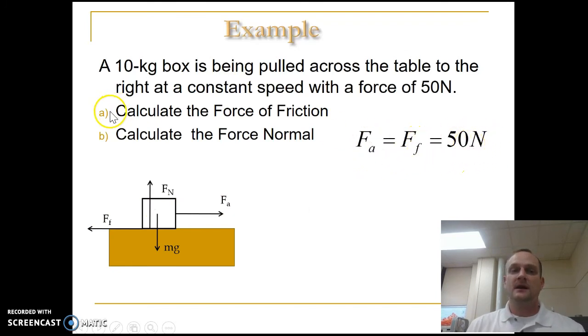So Fa, the applied force, equals the force of friction, and I was told the applied force was 50 newtons. So that answers question A, right? The force of friction also has to be 50 newtons. Those forces have to be equal in order to be at constant speed.